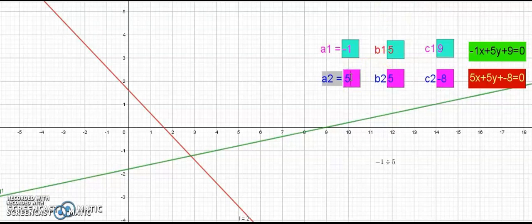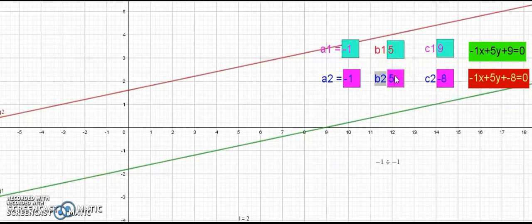I'm changing the value of a2 to 1 minus 1. Let me make all the coefficients in both the straight lines equal. a1 is equal to a2, b1 is equal to b2. You can see now they are parallel. Let us make even c1 and c2 equal. Let us see what happens. Let me make the value of c2 9.